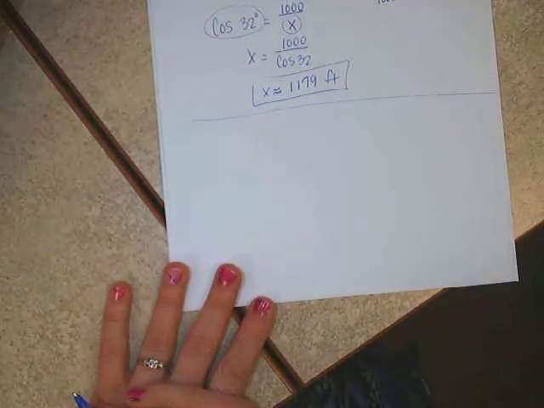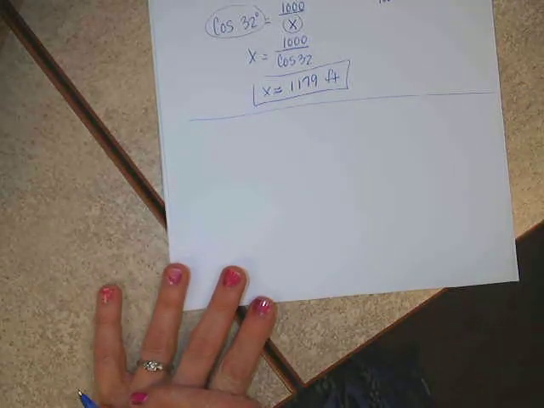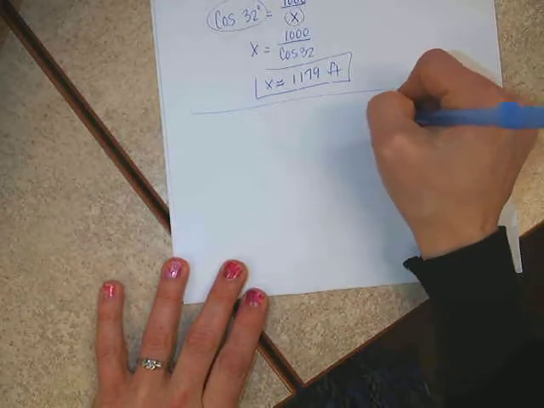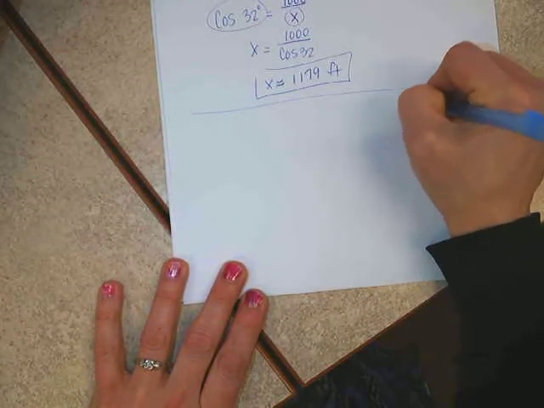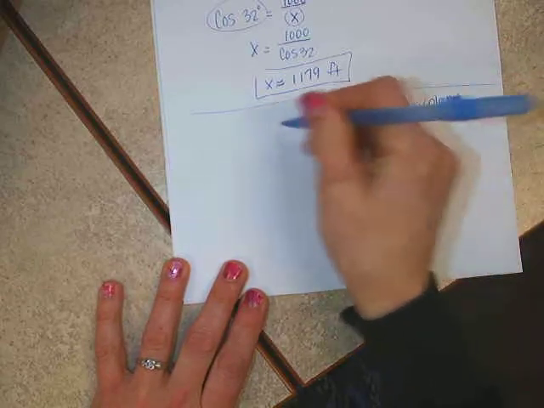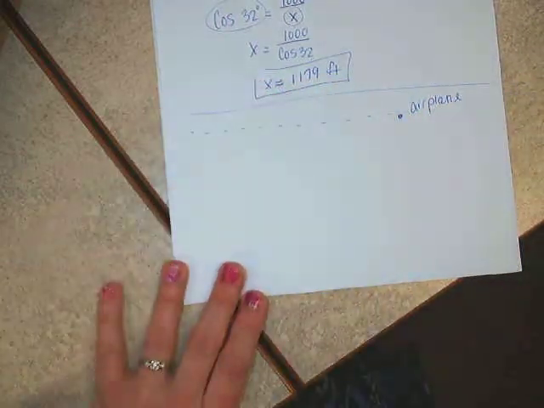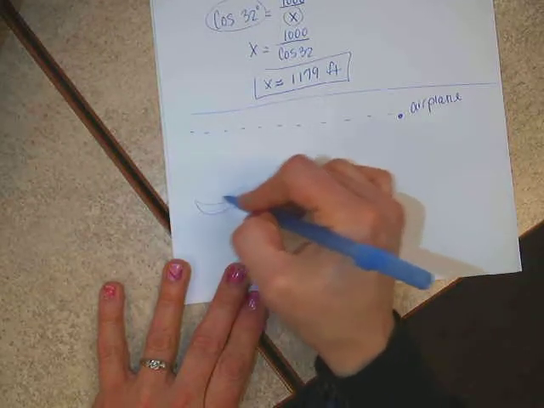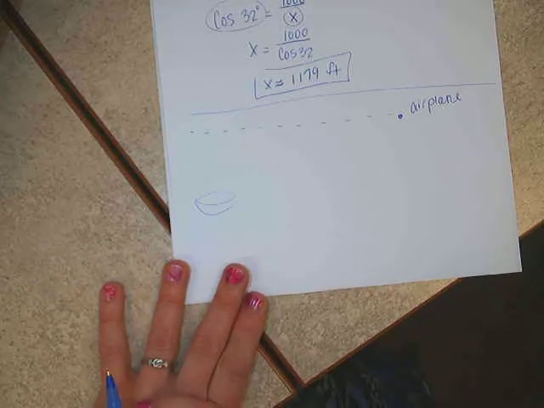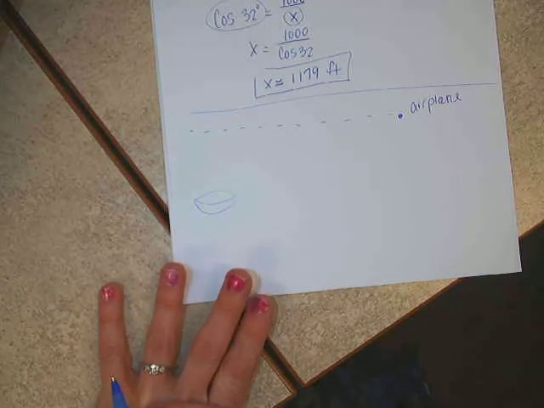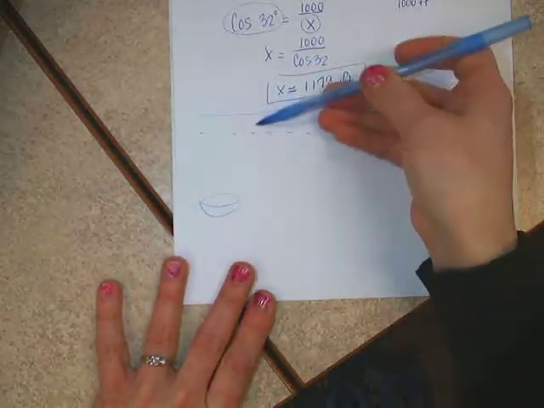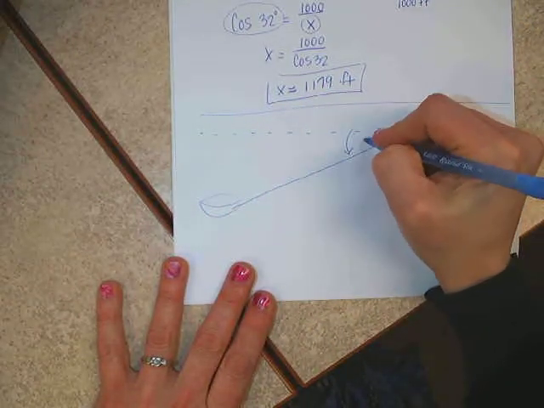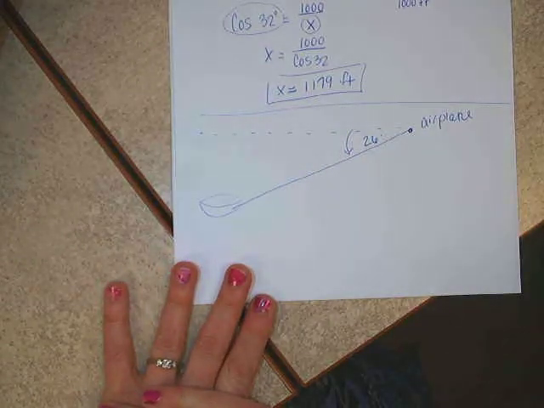Okay, so we will talk about another problem. An airplane pilot sights a life raft at a 26-degree angle of depression. So we have our airplane and the horizontal of the airplane sights a life raft. So here's the life raft at a 26-degree angle of depression.